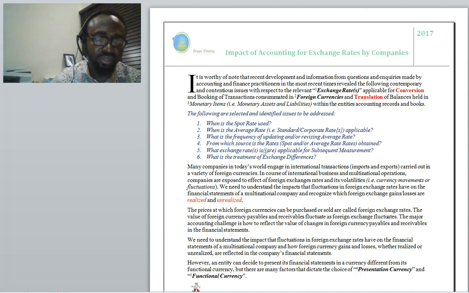negative balance of payments. Now, our bone of contention is not the economic impact, but rather we are looking at the accounting impact: how companies which are exposed to foreign exchange are to report the movements and the impact of depreciation or appreciation of the naira against other countries' currencies in their financial statements. This is in a bid to reflect the financial position and financial performance that show a true and fair view.